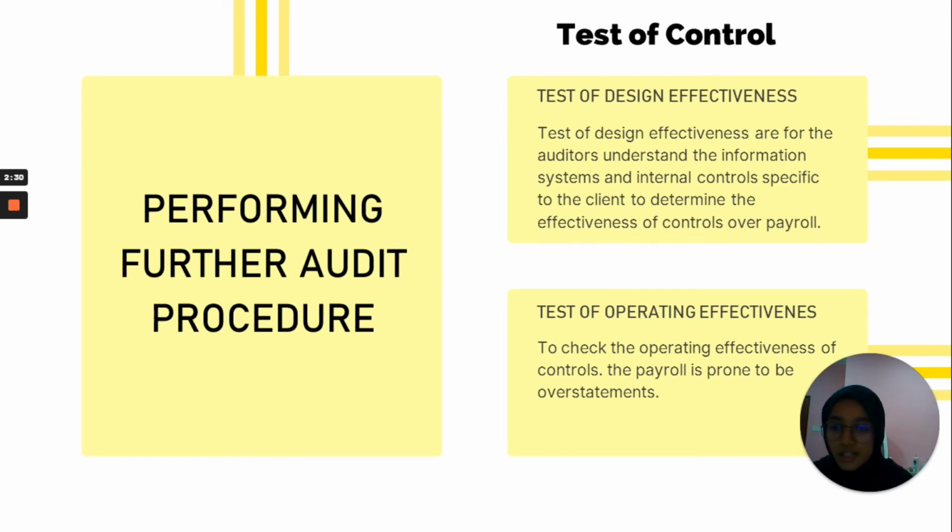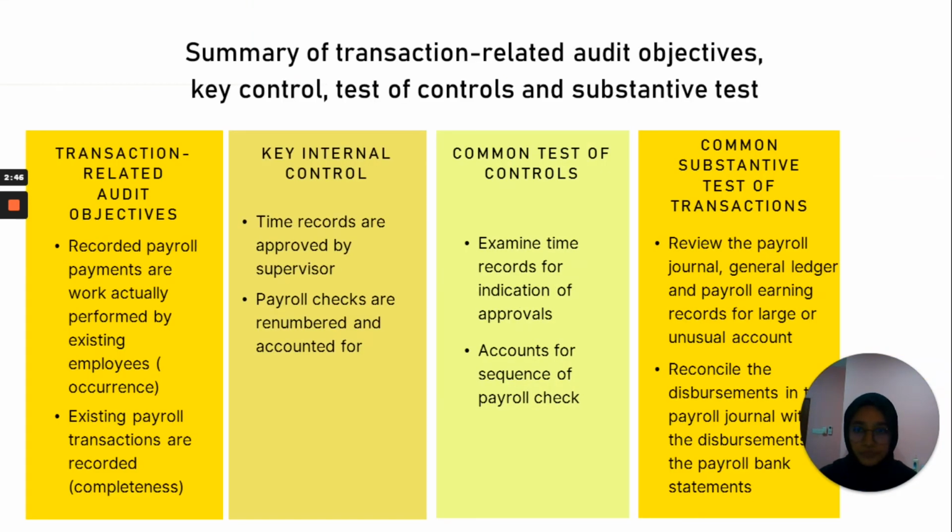If the auditor is reporting on the effectiveness of internal control, the level of understanding of control and extent of tests of control must be sufficient to issue an opinion. Next one is, this is a summary of transaction-related audit objectives, key controls, tests of control, and substantive tests.